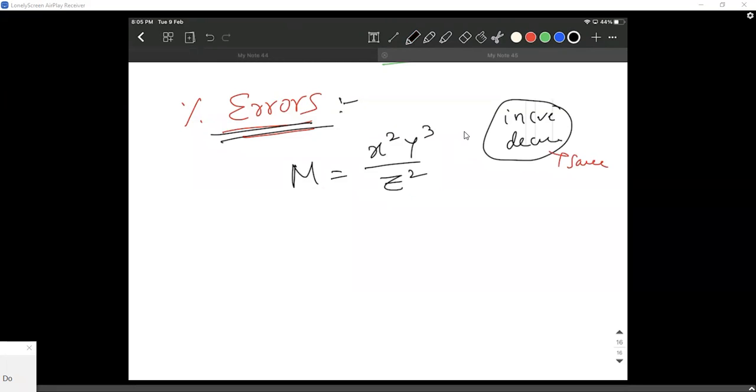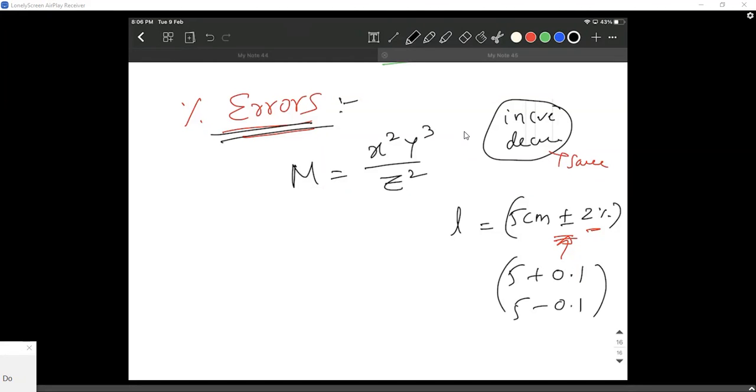You directly write, say a reading is length of a scale L equals 5 centimeters plus or minus 2%. There is this plus or minus, you clearly observe. It can be more than that or it can be less than that. It is varying between these two values. What is 2% of 5? It is 0.1. So it can be 5 plus 0.1 and it can be 5 minus 0.1. It can be both plus or minus.